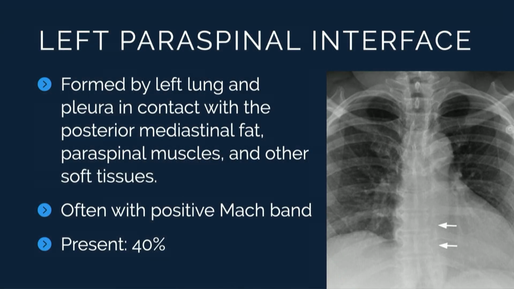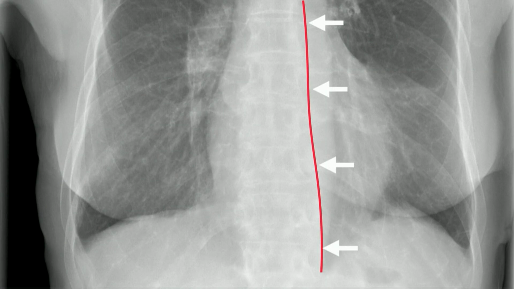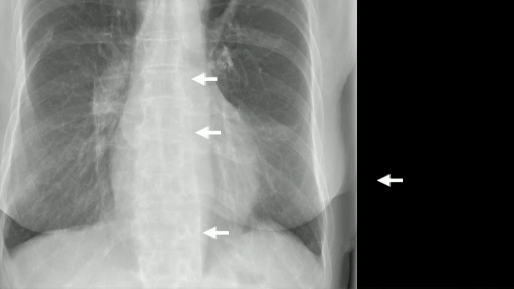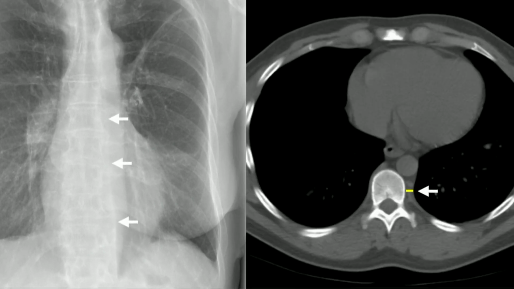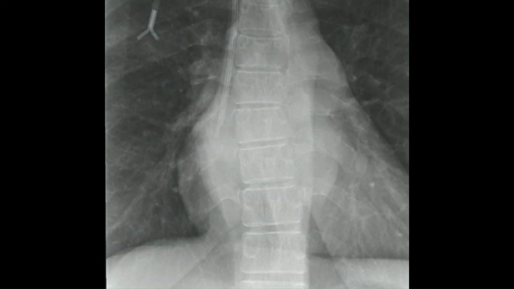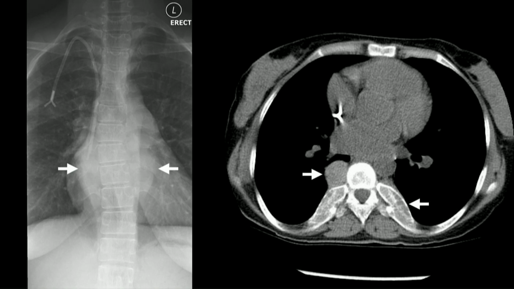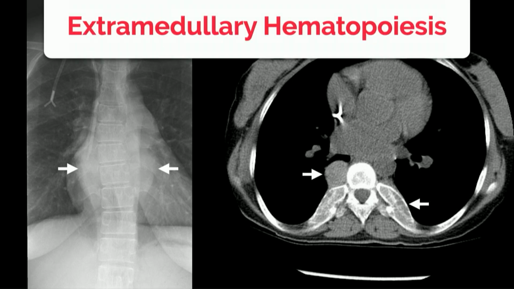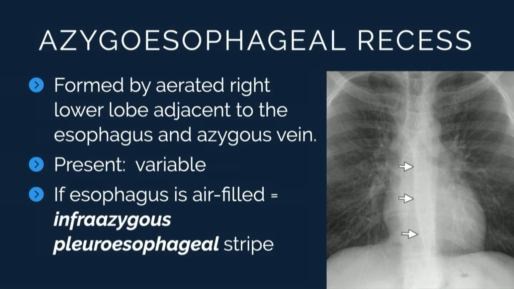On the left, again, it's present. We can see it here separate from the left periaortic interface. And it often looks like there's a positive Mach band or a bright line. There it is on CT. Lots of things can cause displacement. Here we have bilateral widening of the paramediastinal interfaces. And the finding on CT was due to extramedullary hematopoiesis, resulting in widening of both soft tissue and ribs.